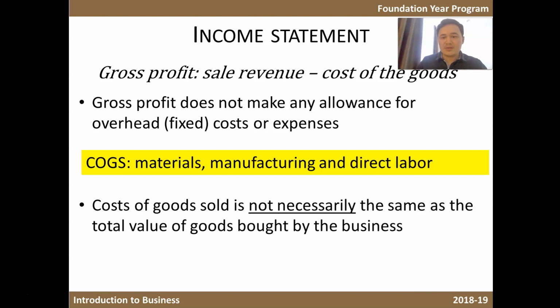Now, cost of goods sold is not necessarily the same as the total value of goods bought by the business. It might be the same, it may not be the same. In the case of manufacturing the plate, obviously you're buying the materials, but the materials are not the only costs included in the cost of goods sold, because you have direct labor costs and some manufacturing and operating costs. I mean, not business operation, but manufacturing operation, the processing costs.